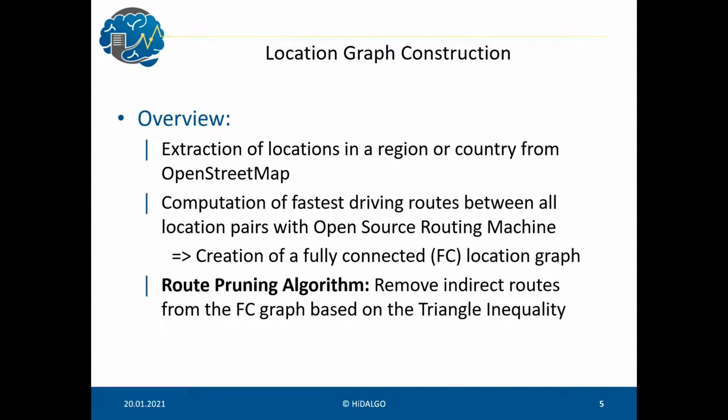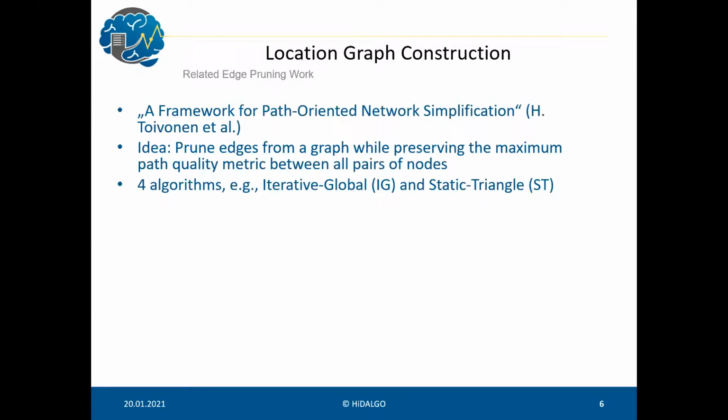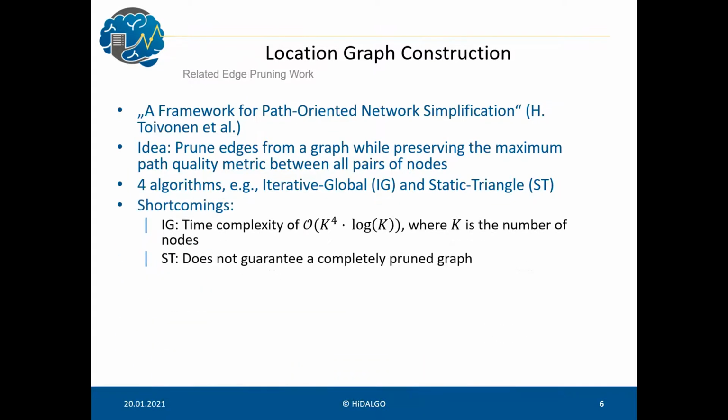In general, route pruning corresponds also to network simplification, where some work has been done in the literature already. In this publication, the idea of the authors is to prune edges from a graph while still preserving the maximum path quality metric. They are presenting 4 algorithms, where the static triangle version of the algorithms most closely resembles our approach. These 2 algorithms have some shortcomings.